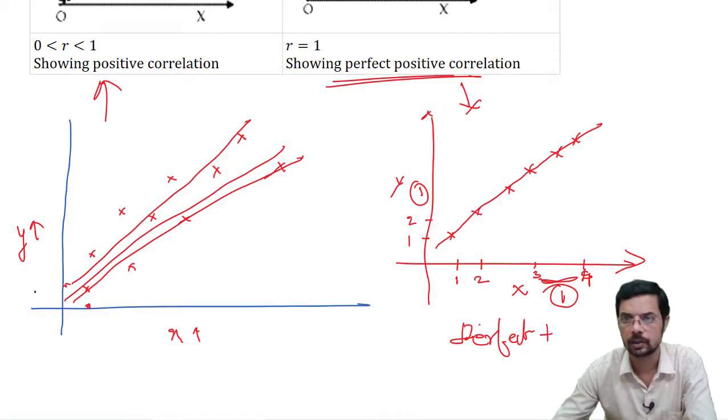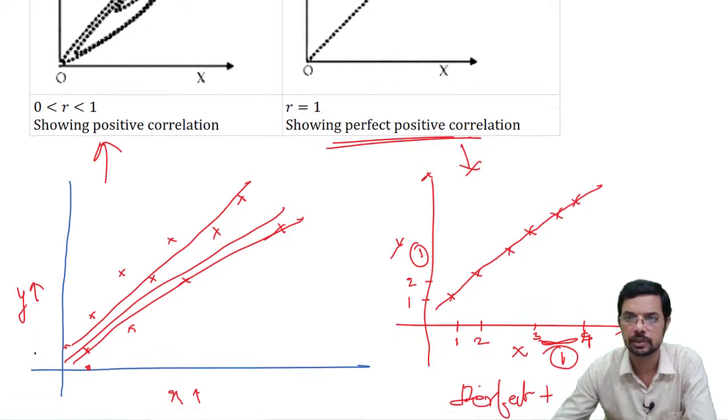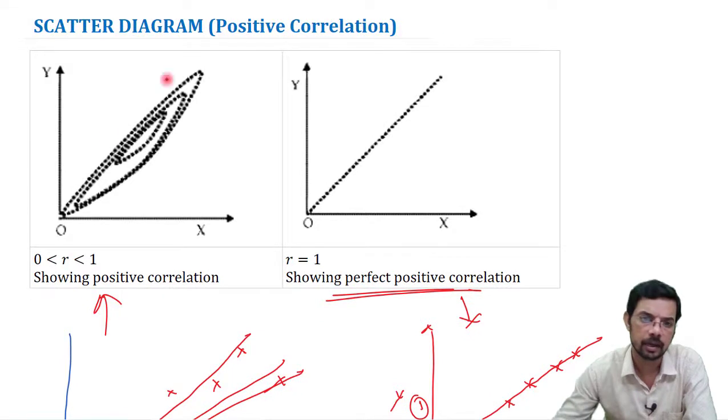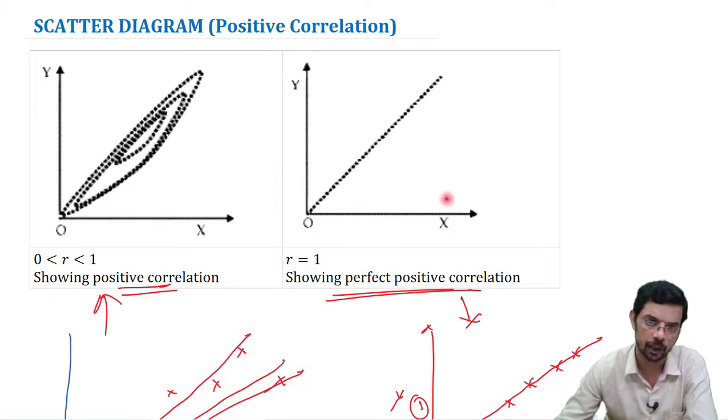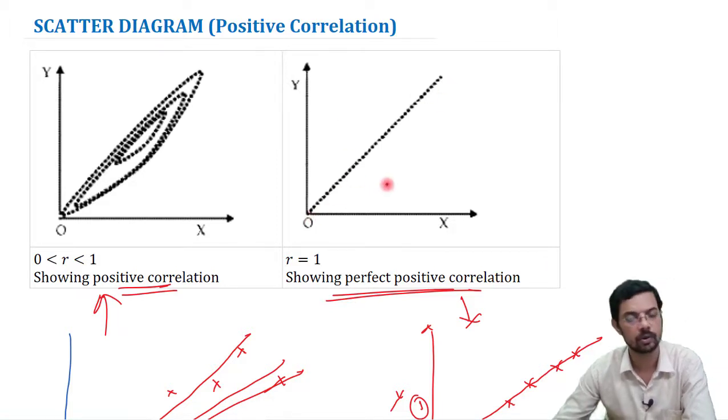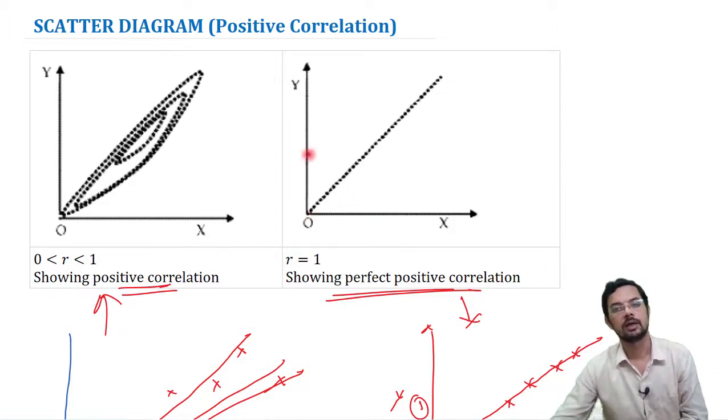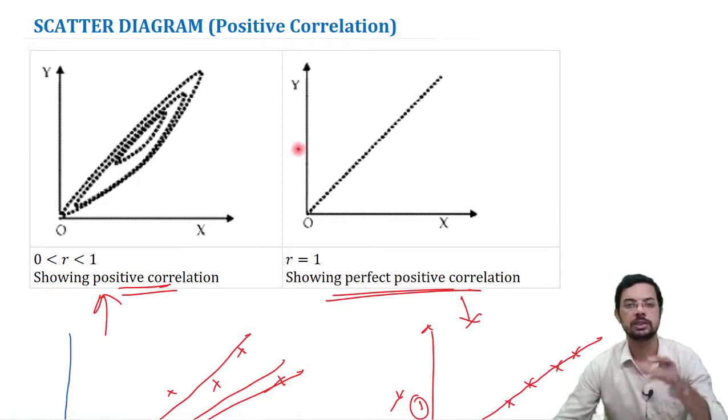Okay, so here we can observe that the correlation coefficient is generally denoted by r, and the value of r, in case of positive correlation, lies between 0 and 1, not 0, not 1. If it is positive, lying between 0 and 1, we say that it is positive correlation. But if it is equal to 1, we say that it is showing perfect positive correlation. The line will be a straight line. The change in x will be equivalent to change in y.